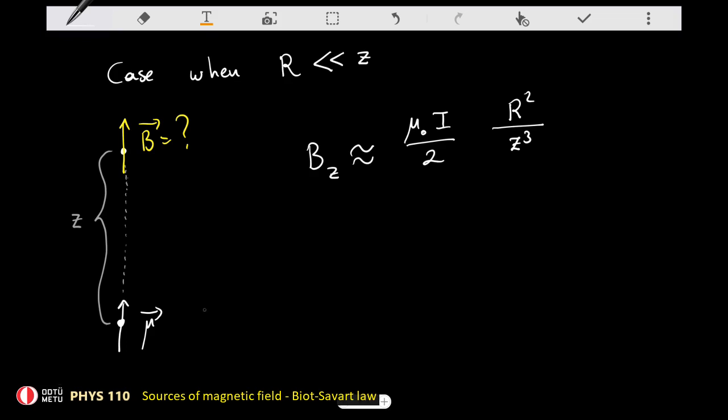But I would like to express this in terms of the dipole moment. Now, this is also very simple because I know the dipole moment. Let me write it down in here.